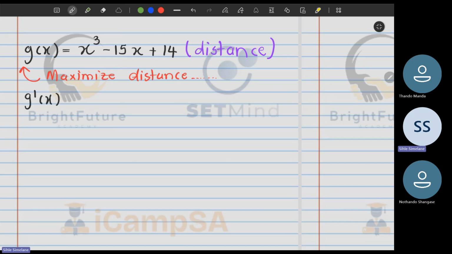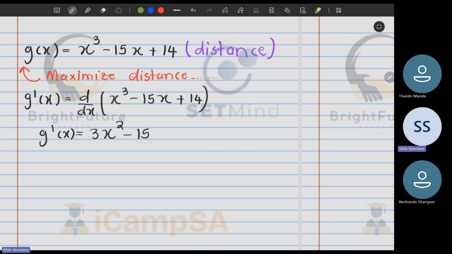If we derive this, we'll just use the power rule. You multiply the 3 down, we get 3x squared, and minus 15x just becomes minus 15. The derivative of 14 becomes 0, so we don't usually write that. And this becomes our derivative. We are going to equate this to 0. So we have 3x squared minus 15 equals 0.